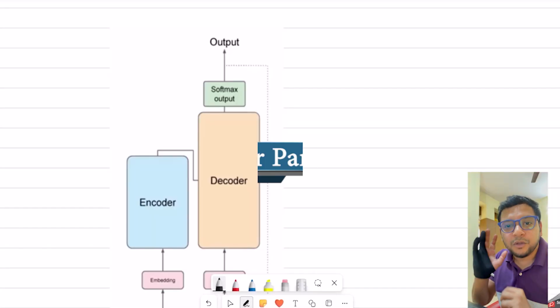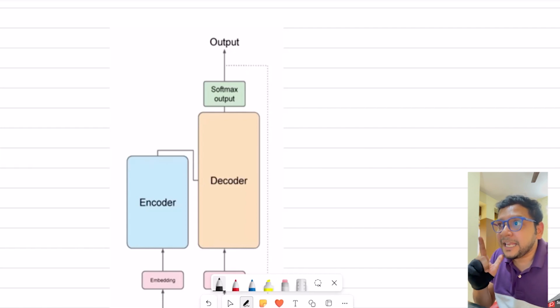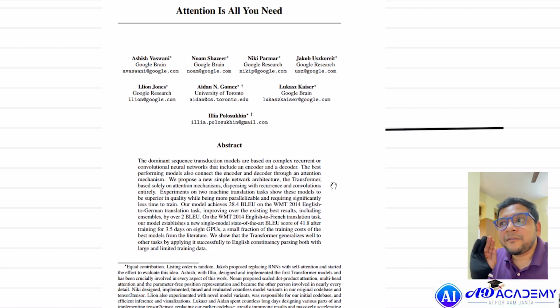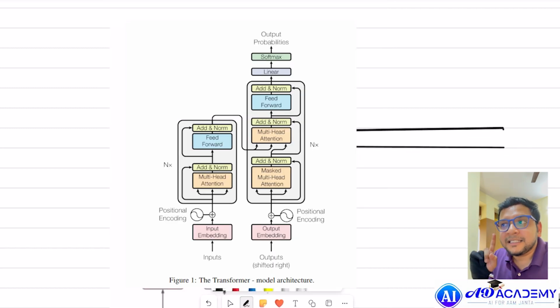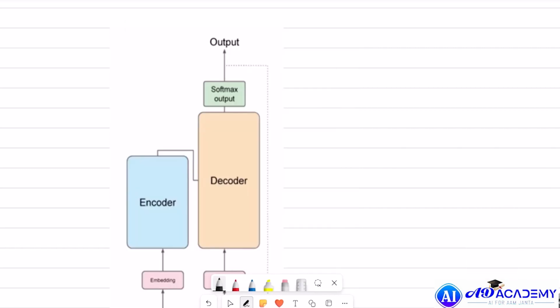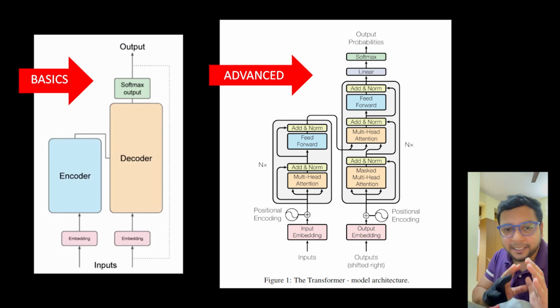So let me summarize the concept again. This diagram has been taken from the "Attention Is All You Need" paper, which we have seen earlier, and this is a very deep-level architecture. This is the actual architecture, but let us first understand it at a higher level, as an overview. So this architecture is the simplified version of that architecture.